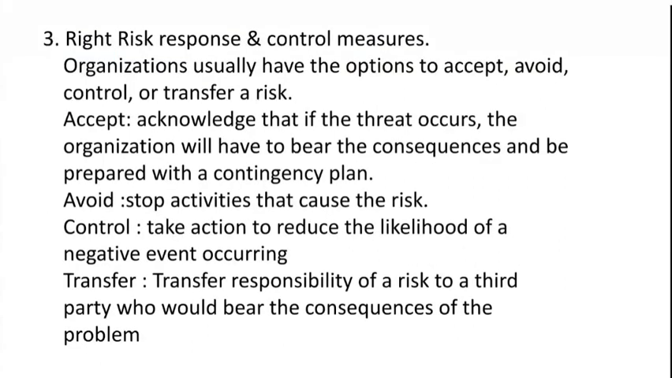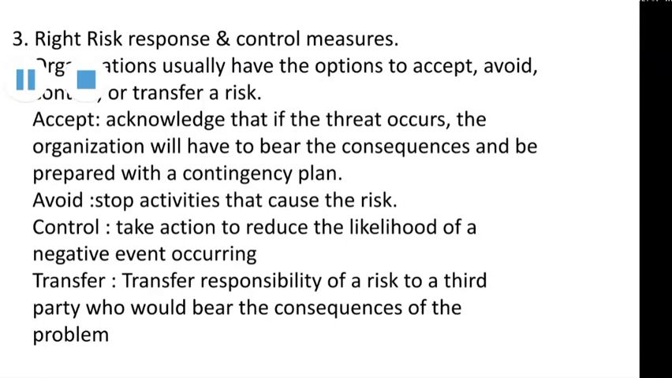The third step is risk response and control measures. Organizations usually have the option to accept, avoid, control, or transfer a risk. Accepting risk means deciding that some risks are inherent in doing business and that the benefits of an activity outweigh the potential risk. Avoiding simply means stopping the activities that cause the risk. Risk control involves prevention, that is reducing the likelihood that the risk will occur, or mitigation, which is reducing the impact it will have if it does occur.